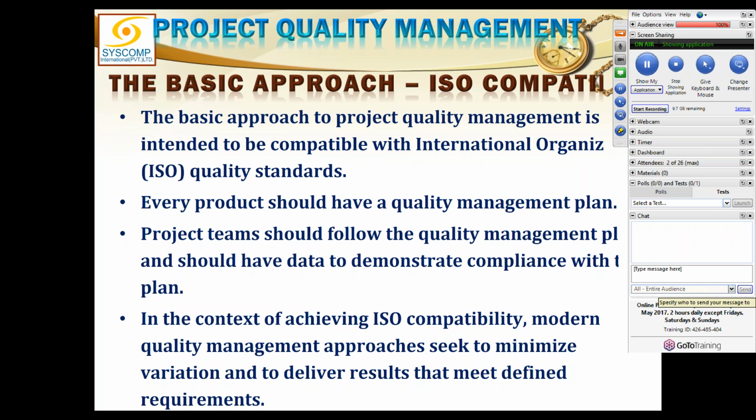That's it. Now, let me tell you one more thing. We keep saying good quality, best quality, all that. What is this good quality? What is quality?